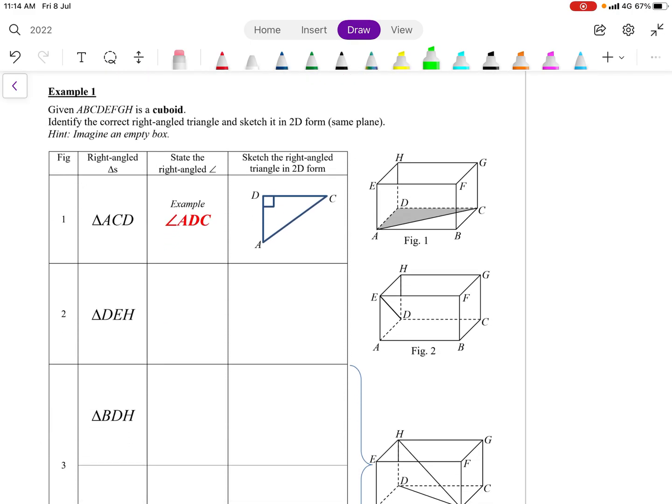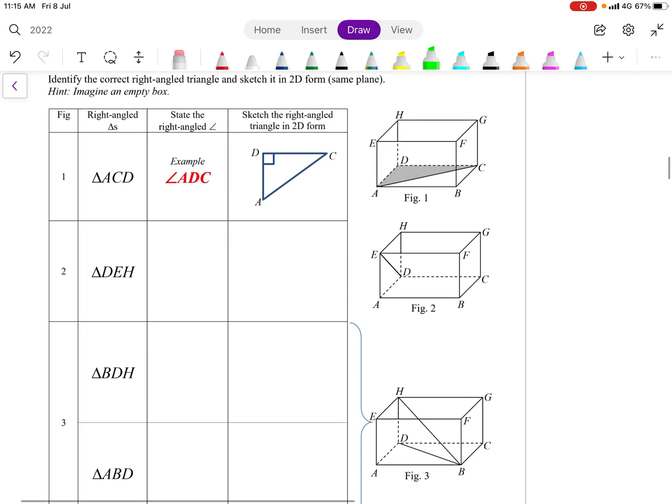Very quickly, example 1. You're supposed to look at this cuboid and identify all the right angle triangles. The right angle triangles are given on the left. Then you need to state which is the right angle, and after that sketch the right angle triangle in 2-dimension form. The cuboid on the right side is in 3-dimension form, so you're supposed to sketch it in 2-dimension form.